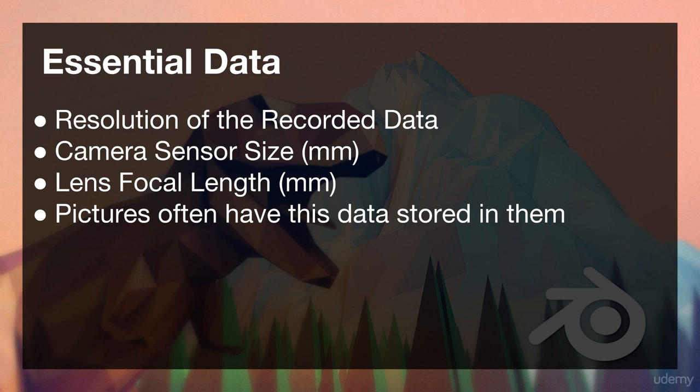Now, pictures, fortunately, often have this data stored with them, and you can right-click on them, and on a Windows machine you can go to Properties, or on a Mac you can go to Get Info, and if the picture has this information stored with it, then you will actually be able to look at that and record it down, and then we can set up our camera in the scene with the same settings. Now, if it's a render that you've already done, you'll have to use the camera settings that were in that other blend file.